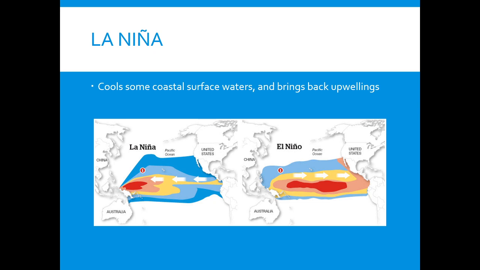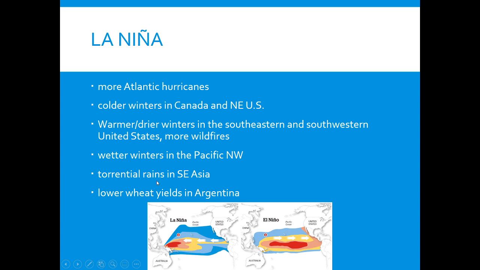Now, a La Nina is a little bit different. La Nina is the other way, right? So this can cool some of the coastal surface waters and bring back the upwellings. So during an El Nino, we see the easterly winds bringing the warm water towards the United States. When a La Nina occurs, it's going to be a westerly wind moving away from the United States.